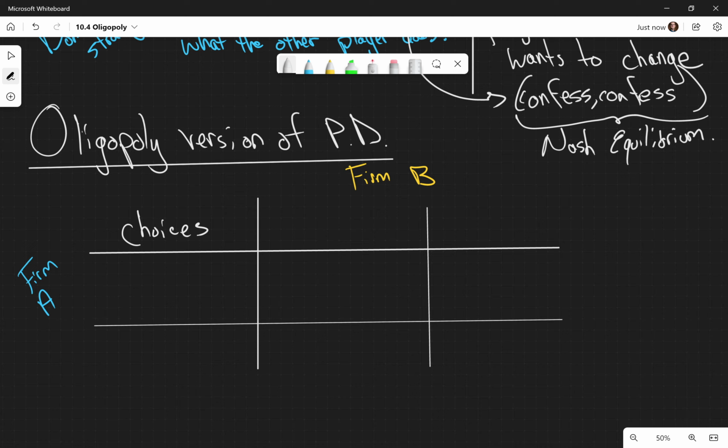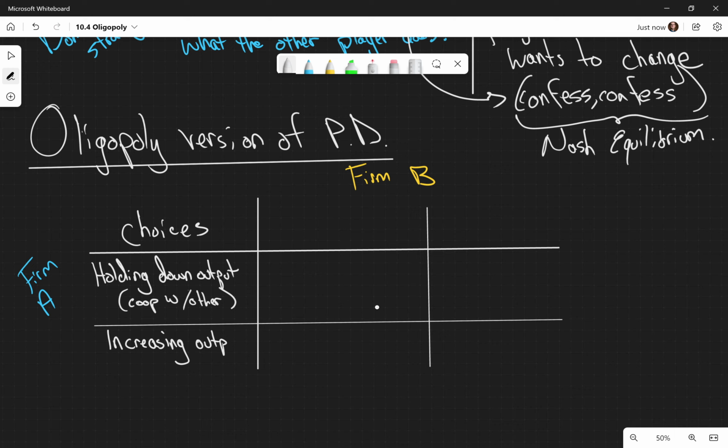So in our oligopoly version of the prisoner's dilemma, instead of people as players, now we're going to have firms. And instead of whether to remain silent or to confess, we're going to have them choose between either holding down the output, which is effectively cooperating with the other firm, or increasing output, which would be undercutting. And similarly, firm B can either hold down that output, or they can increase.